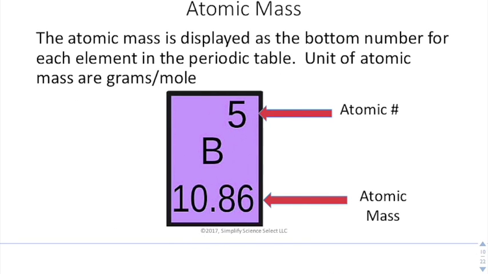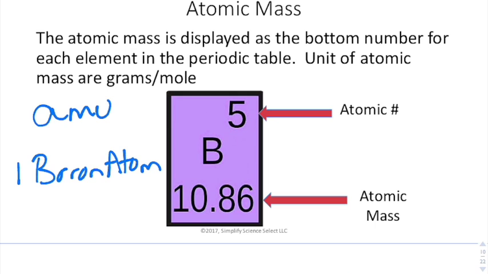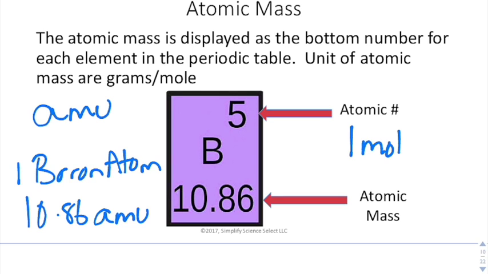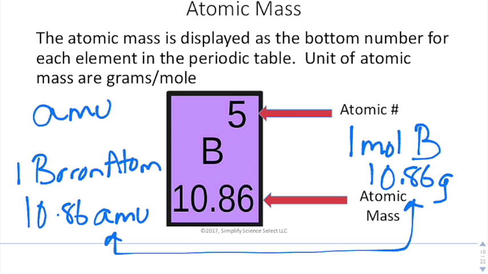All of those are available on ptable.com, so we highly suggest that you go there and bookmark it. Atomic mass is displayed at the bottom of each element, and it refers to the grams per mole, or it can refer to the atomic mass units. So one boron atom would have a mass of 10.86 AMU. If I were to have 1 mole of boron atoms, it would have 10.86 grams. Those are the two scales you can use for this number depending on what you have. If it's asking about an individual atom of boron, you can use AMU. If it's talking about grams or moles, you can use the other one. But both are the same. It's the same conversion factor.